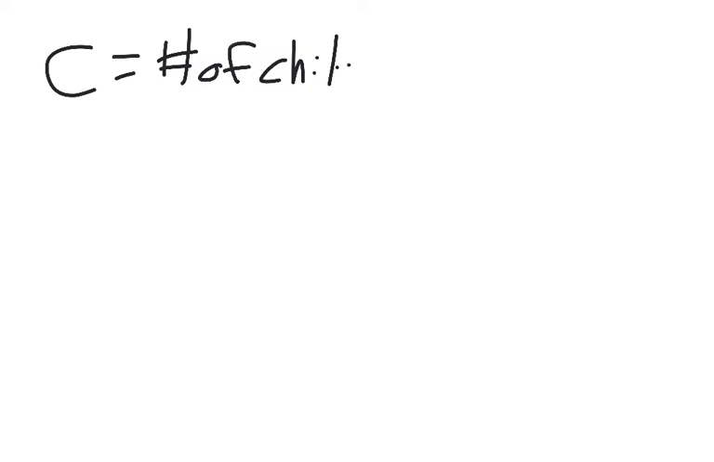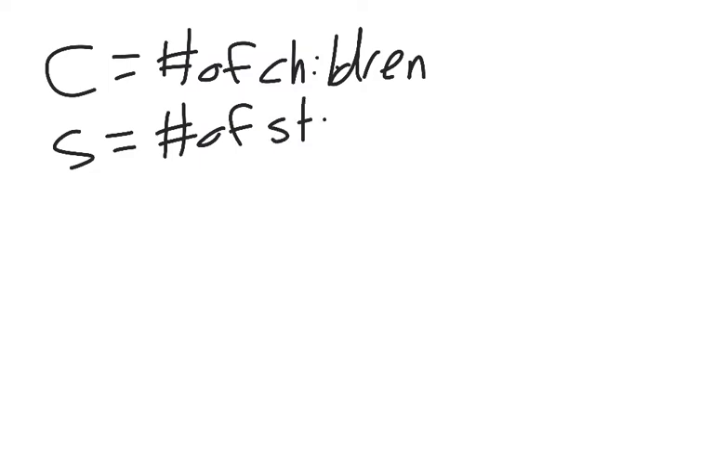So the three things that can change, let's just name them. C is the number of children. S is the number of students. And A is the number of adults.